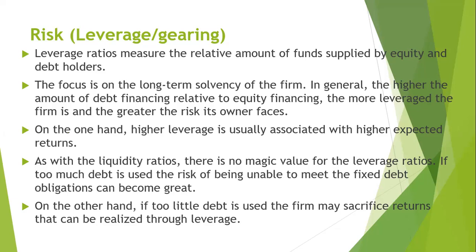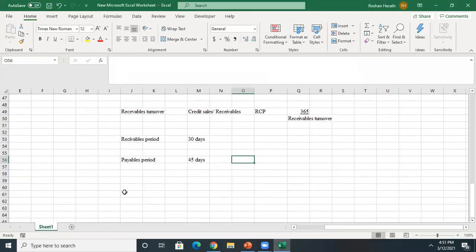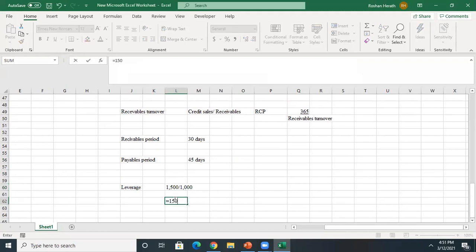In general, the higher the amount of debt financing relative to equity financing, the more leveraged the firm is, and the greater the risk to its owners. සාමාන්‍යයෙන් අපේ debt financing, අපේ debt capital එක වැඩි නම් equity capital වලට වඩා, ඒතර අපි ඒක කියනවා more leveraged entity එකක් කියලා. Say, for example, if you take your leverage, let's say that your debt capital is 1.5 million, while your equity capital is 1 million, and we call it a more leveraged company. You are having debt compared to equity. So here we get it, debt divided by equity.